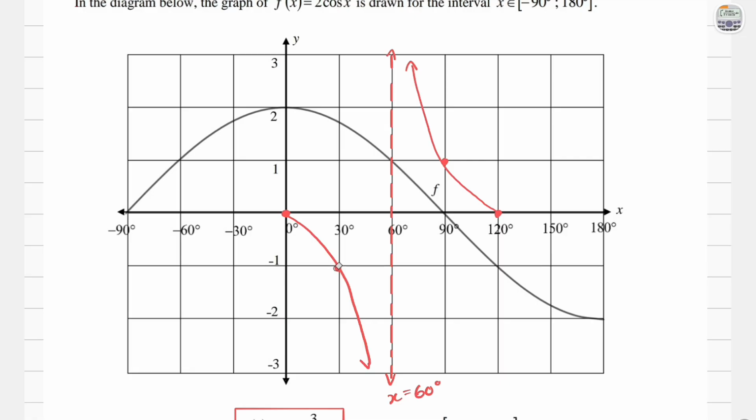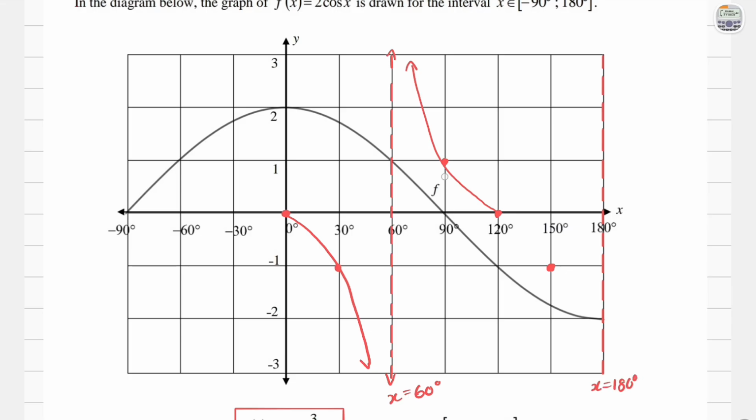So 30 plus 120 is 150. That's where it repeats itself. This asymptote at 60 degrees will repeat itself 120 degrees later. 60 plus 120 is 180 degrees. So you have another asymptote here, at x equals 180 degrees.